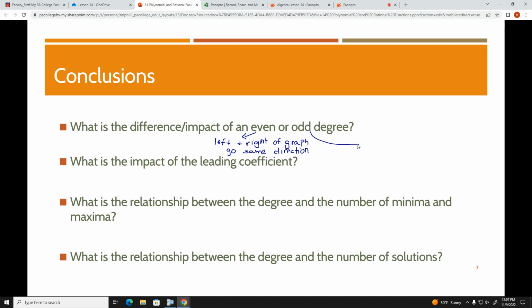And then if I have odd degree, the left and the right on the graph go opposite. And so one of them goes to positive infinity and one to negative infinity. And it will depend on that leading coefficient, which way it goes. So the leading coefficient, go back and look.